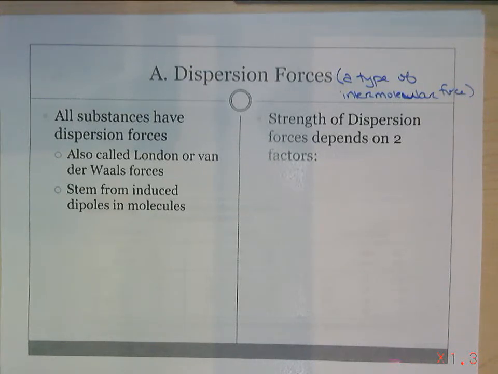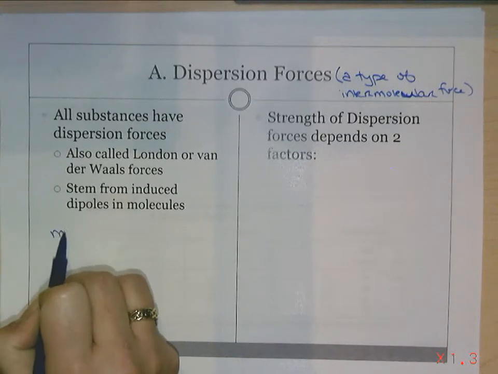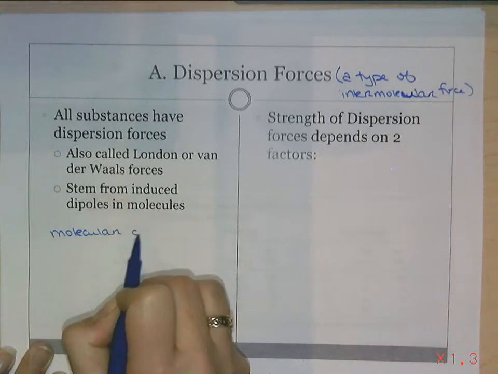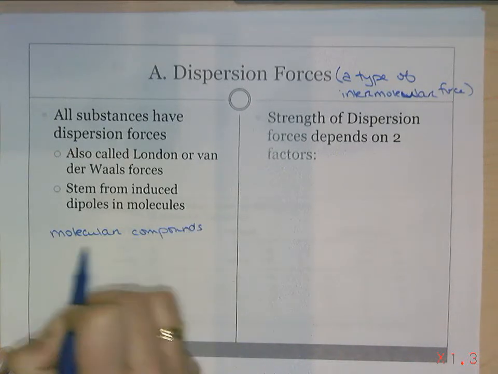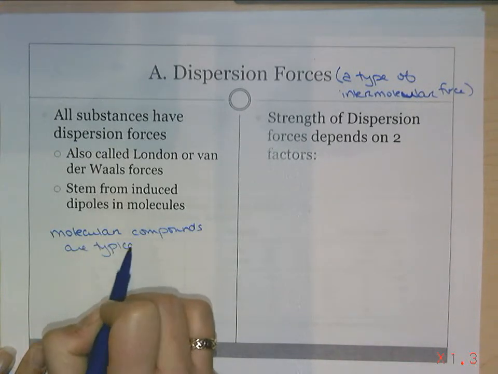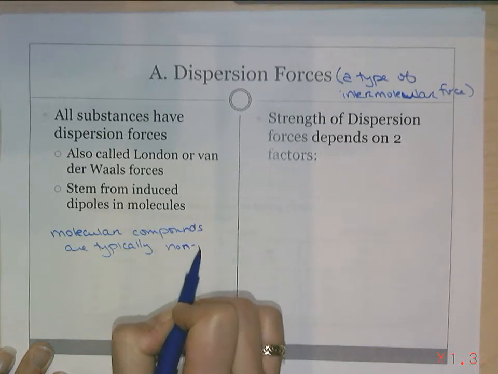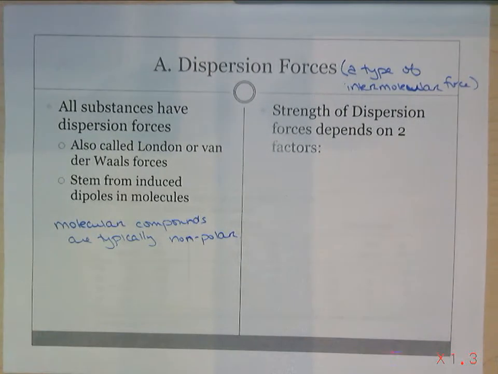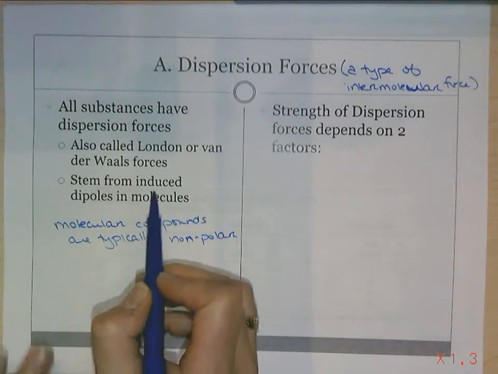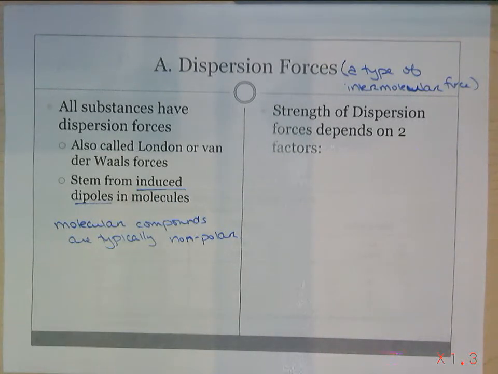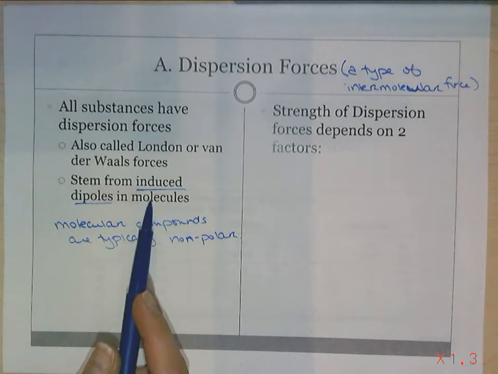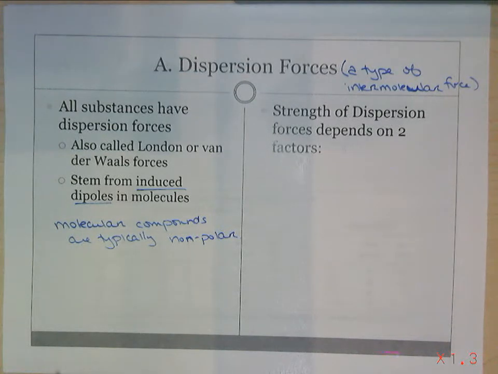So, we just said that molecular compounds are typically nonpolar, which means that they don't have a dipole moment, but they do have induced dipoles. A dipole is when it always has a positive and negative end. An induced dipole means it doesn't always have that positive and negative end. It can be forced to have a positive and negative end.